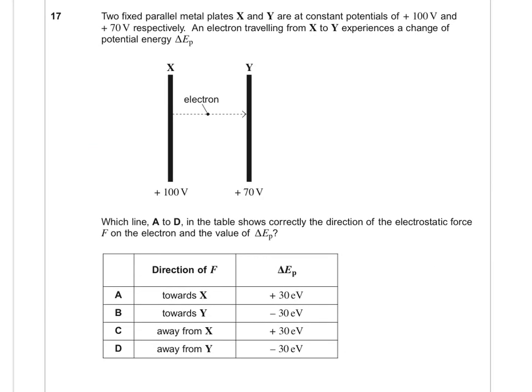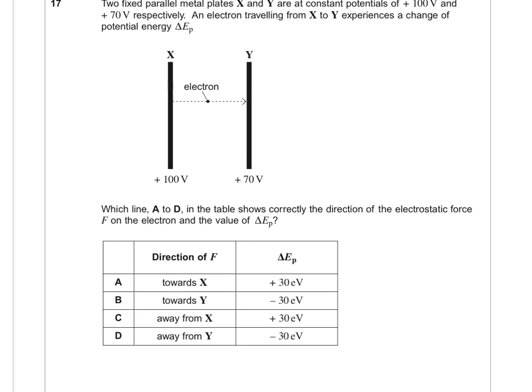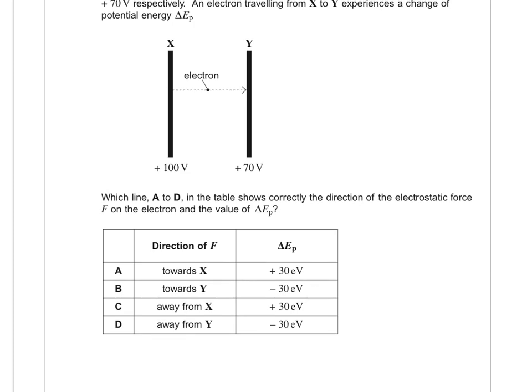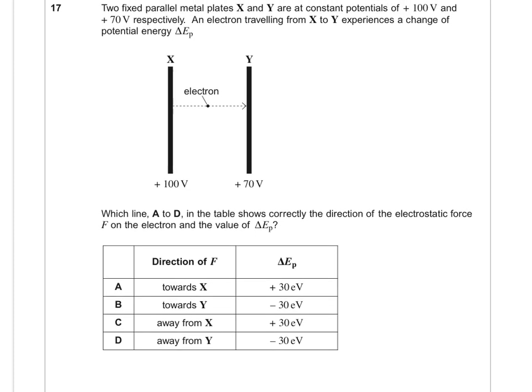Two fixed parallel metal plates, X and Y, are at constant potentials of plus 100 and plus 70. An electron travelling from X to Y experiences a change of potential energy EP. Which line A to D in the table shows correctly the direction of the electrostatic force on the electron and the value of the change in potential energy? So the electron is negatively charged, so it is going to be subject to a force to the left. So it's going to be towards X or away from Y. So it's neither of these two.